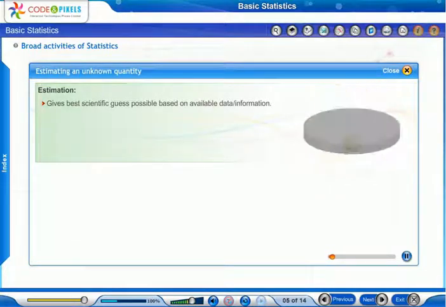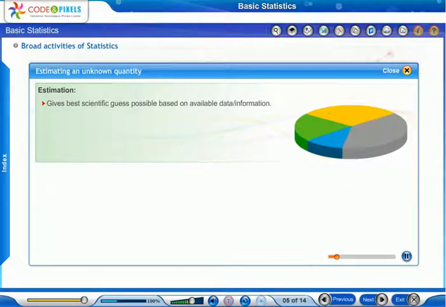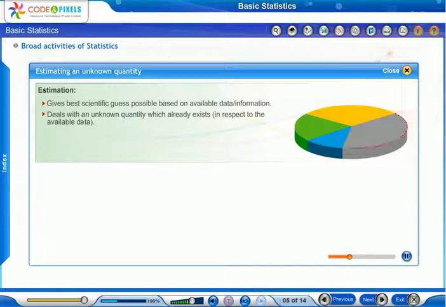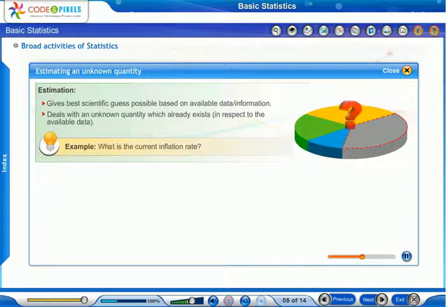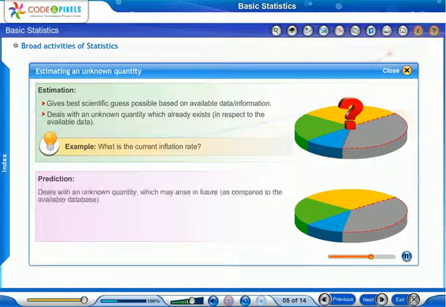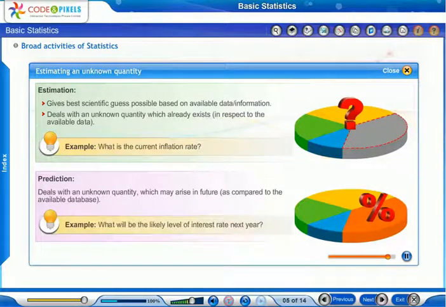Estimation gives the best scientific guess possible based on available data or information. It deals with an unknown quantity which already exists with respect to the available data. For example, what is the current inflation rate? Prediction deals with an unknown quantity which may arise in the future as compared to the available database. For example, what will be the likely level of interest rate next year?